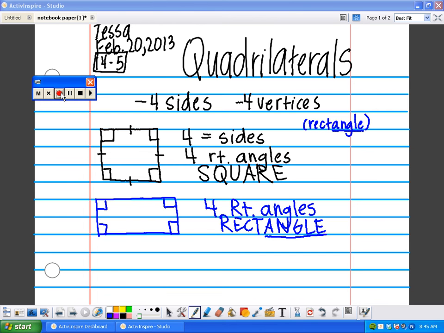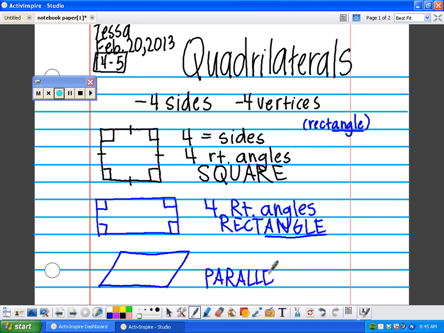Okay, the next one is going to be a rectangle that's been pushed over. Okay, this polygon is called a parallelogram. What word do you hear in there that you have heard before? Parallelogram. Okay, look at that word, parallel. Show me with your arms what parallel looks like.